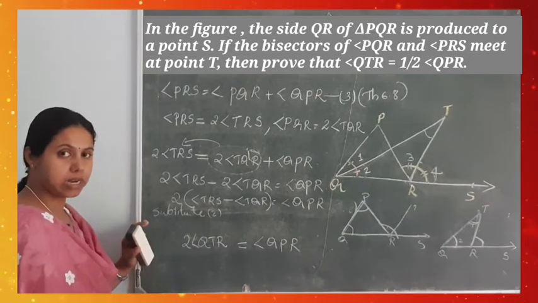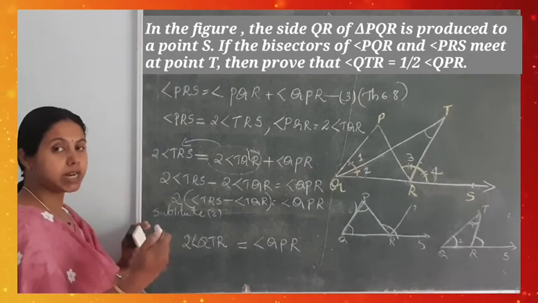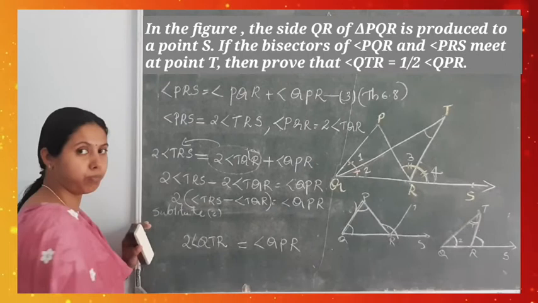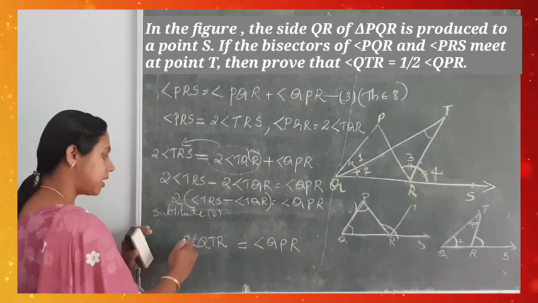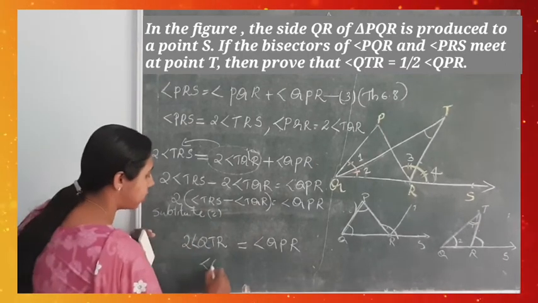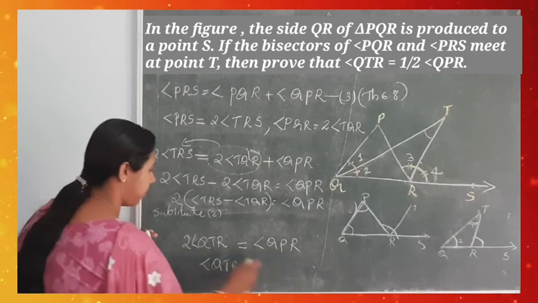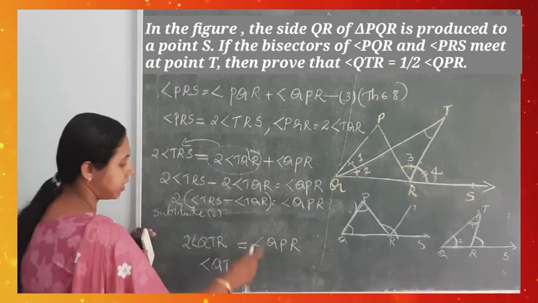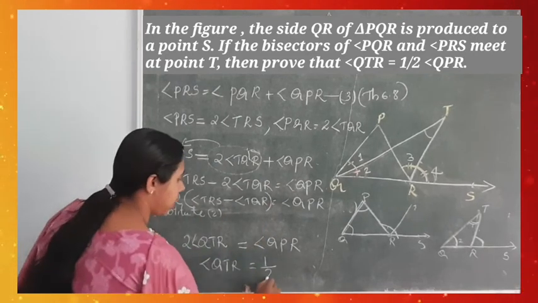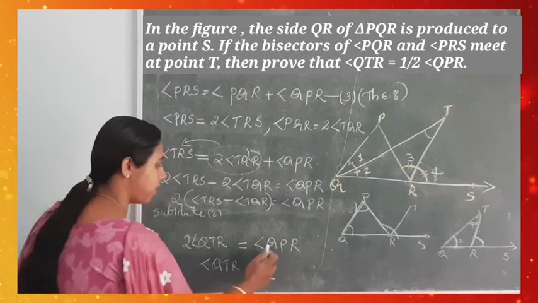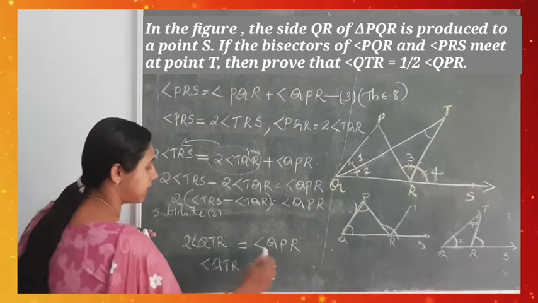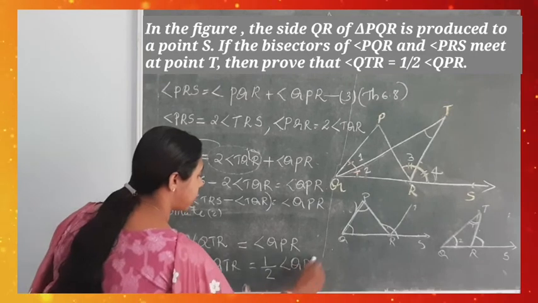What do we want to prove? We want to prove that QTR is equal to half of angle QPR. So when you take this 2 to that side, angle QTR is equal to, multiplication going to that side becomes division, angle QPR by 2, that is half of angle QPR.